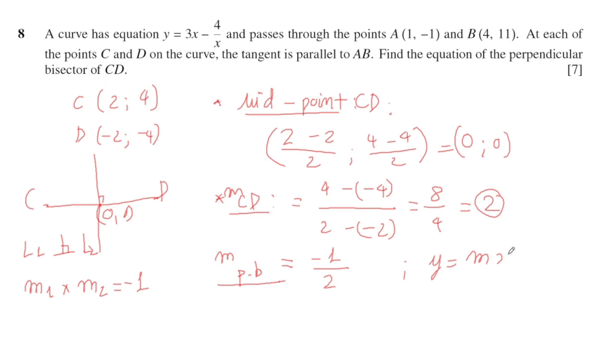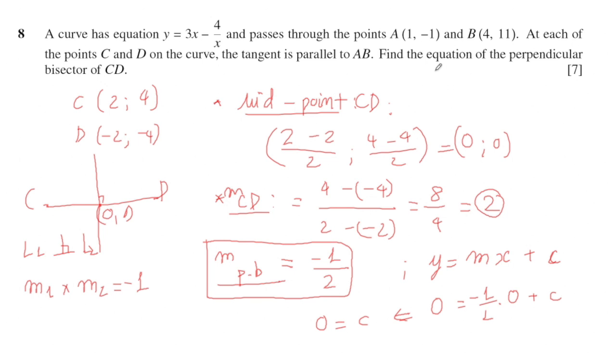Because this line passes through (0, 0), I can put it into the general form of the line, y equals mx plus c, with x equal to 0, gradient equal to minus 1 over 2, and y equal to 0. So I get c equal to 0. In conclusion, the equation of the line is y equals minus 1 divided by 2 times x. Okay, we finished this question.